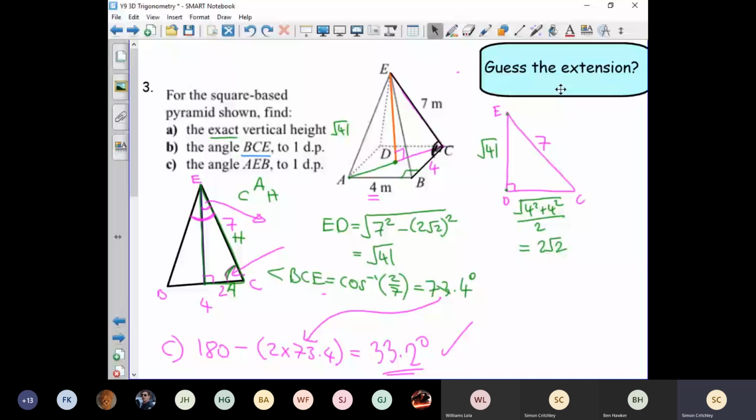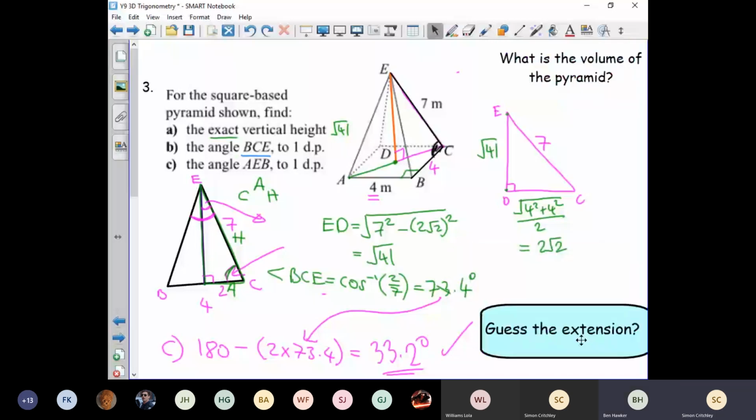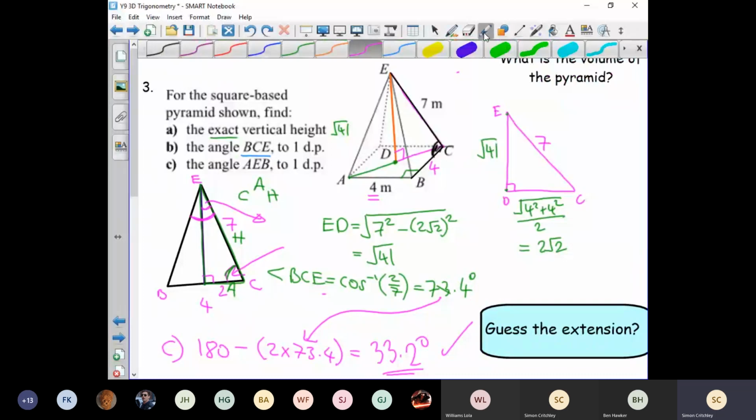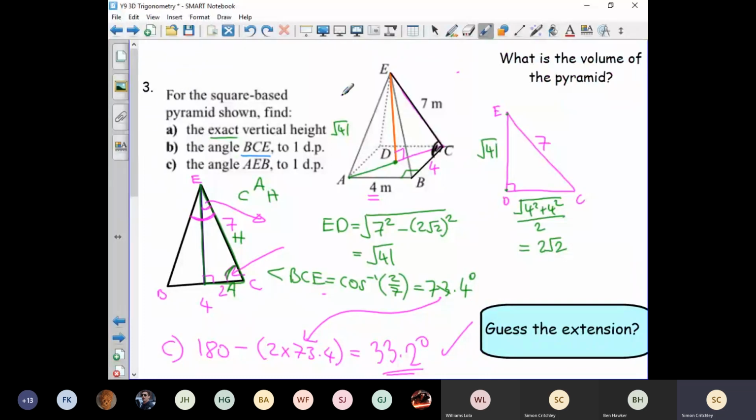It was, what's the volume of the prism? Yes. Now, you've not met this, but I will just tell you. When you've got a pyramid, the volume is equal to a third times the area of the base times the vertical height. So we've got all the information to work this out. A third times 4 times 4, which is 16, the area of the base, times the vertical height, which is the square root of 41. You could type that into your calculator to get the answer. It's always a third of the area of the base times the vertical height. Right, anyway, we digress.